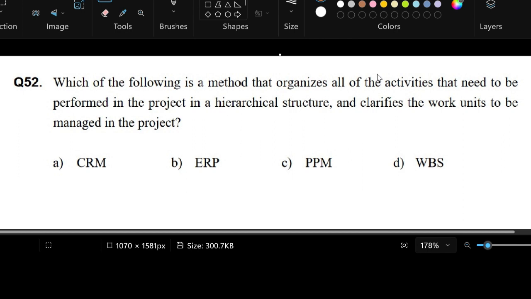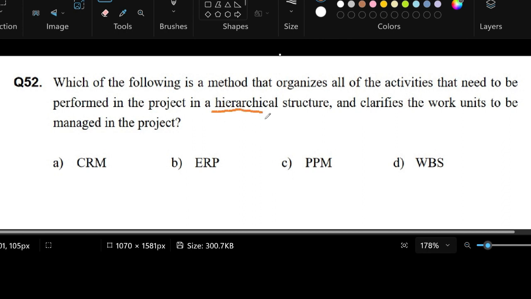Question number 52 of the ID Passport exam from PhilNITS. We are now in the management portion of the exam. In this question, we are being asked, which of the following is a method that organizes all of the activities that need to be performed in a project in a hierarchical structure and clarifies the work units to be managed in the project? Okay, a few things.